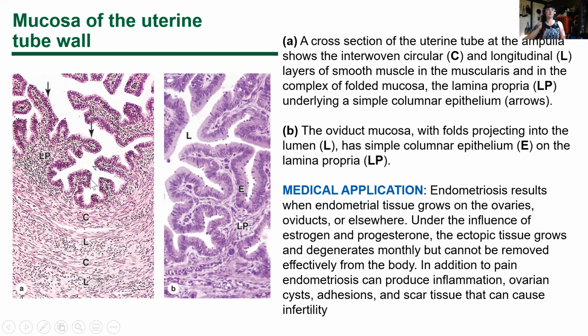And if the endometrial tissue is concentrated in the tube, it can produce adhesions and scar tissue, which may block the passage of eggs or the product of conception and cause infertility, just because there's no way for the embryo to move through the tube.